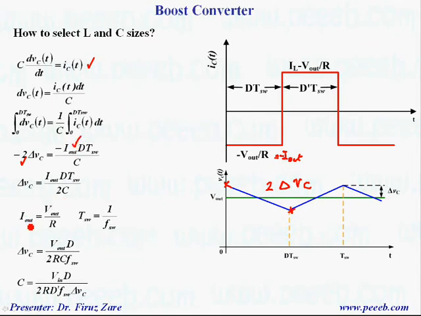And because I out equals V out over R, we can put that in this equation, and finally we can find the ripple in terms of output voltage, duty cycle, resistance value, capacitance value, and switching frequency. And because V out equals V in over D prime, we can put that in this equation. So finally we can find the capacitance value, which is basically in terms of these parameters.